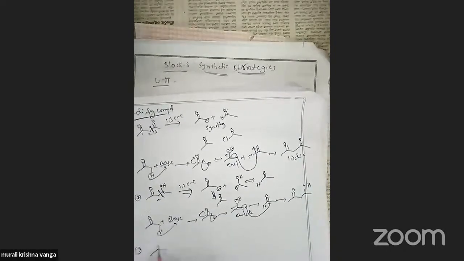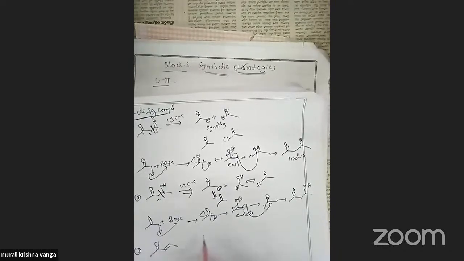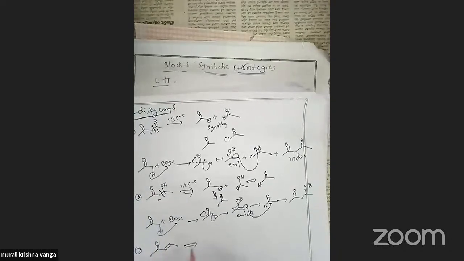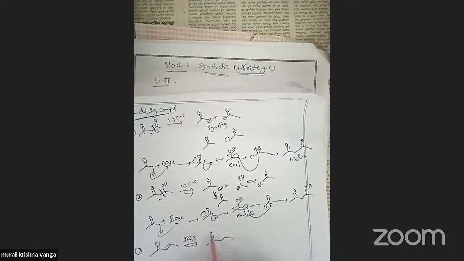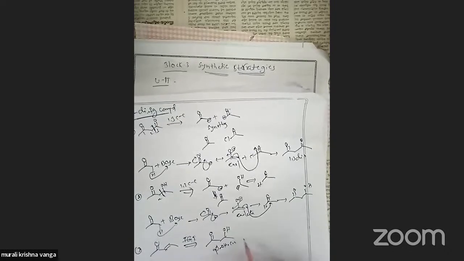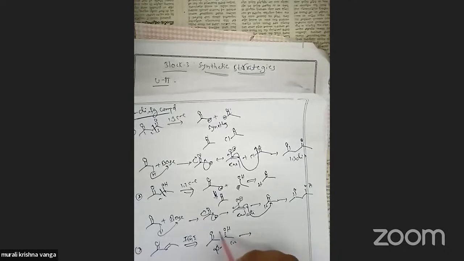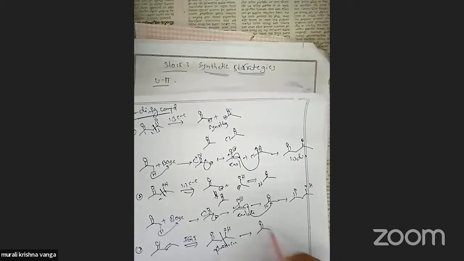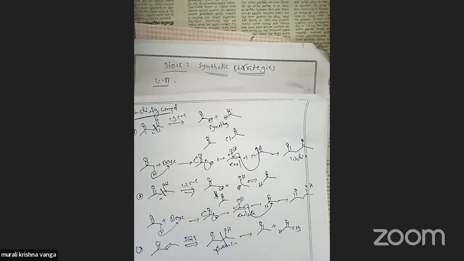And the third example is alpha beta unsaturated carbonyl compounds. These alpha beta unsaturated carbonyl compounds undergo functional group interconversion. Then the product is beta hydroxycarbonyl compounds. Then these beta hydroxycarbonyl compounds again undergo cleavage like this, then form acetone and acetaldehyde as the products.